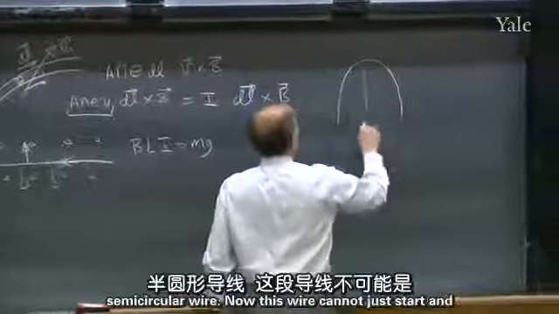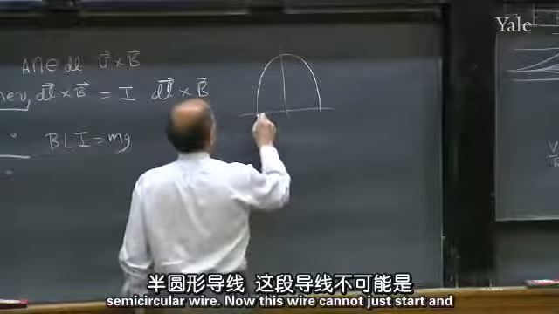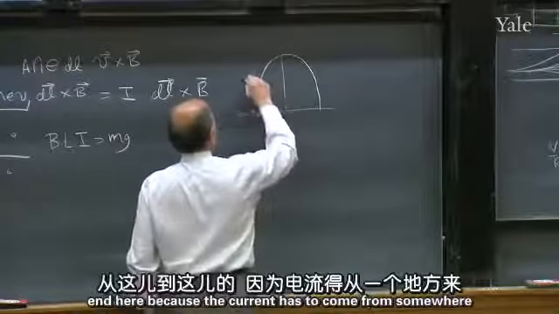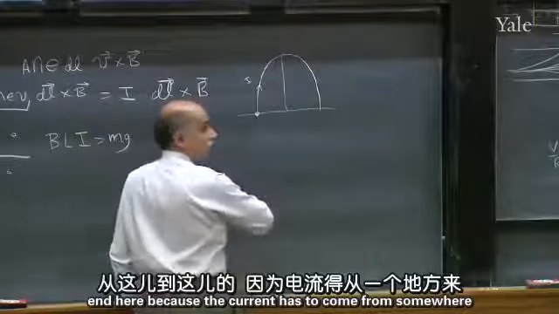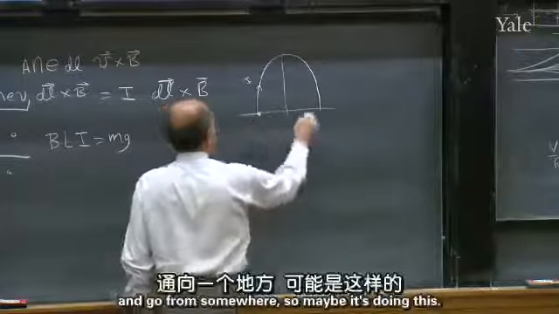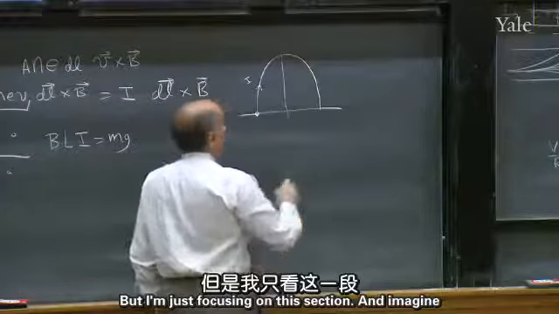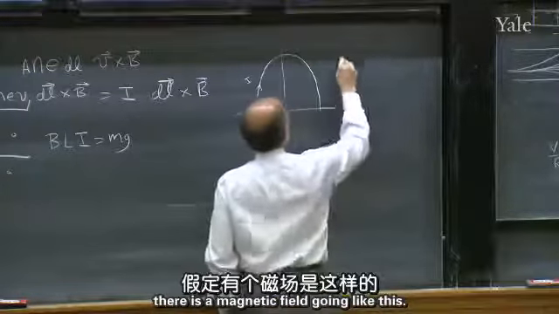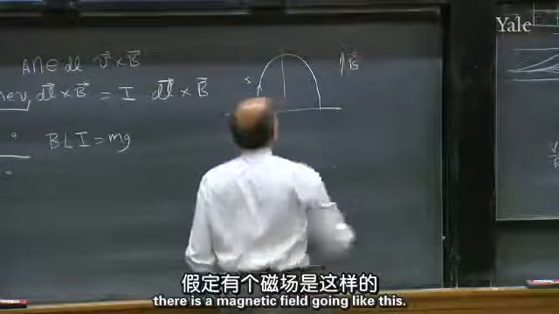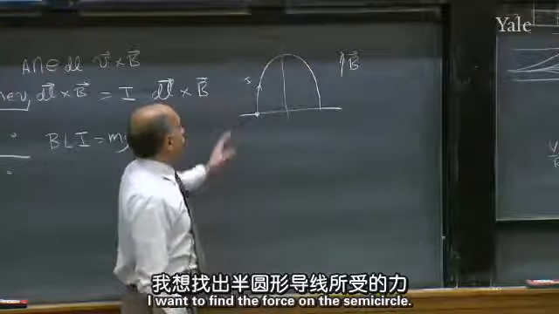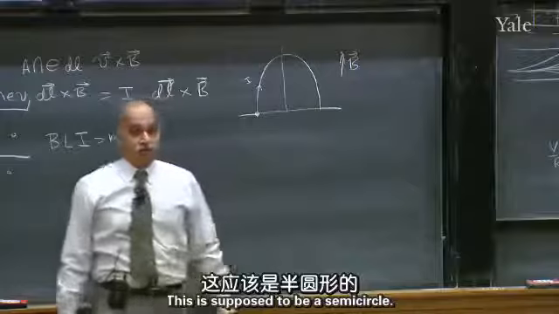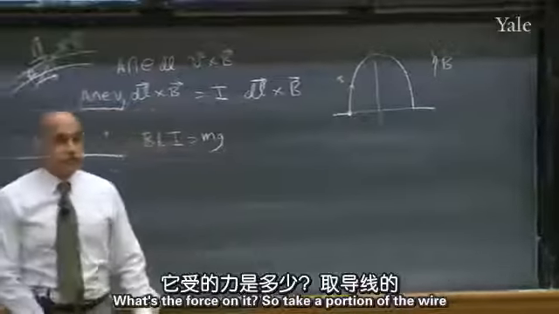This is a semicircular wire. Now this wire cannot just start and end here, because the current has to come from somewhere and go somewhere. So maybe it's doing this, but I'm just focusing on this section. And imagine there is a magnetic field going like this. I want to find the force on this semicircle. This is supposed to be a semicircle. What's the force on it?